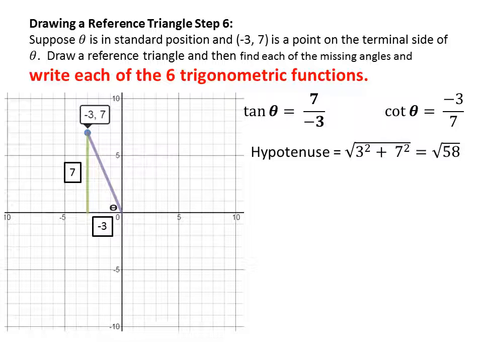And what we're going to find out is that our hypotenuse, or that length, which in vectors is called our magnitude, is always going to be a positive number. So we do get a positive square root of 58 there. All right, now let's find our sine.